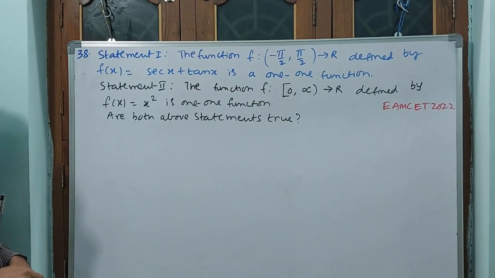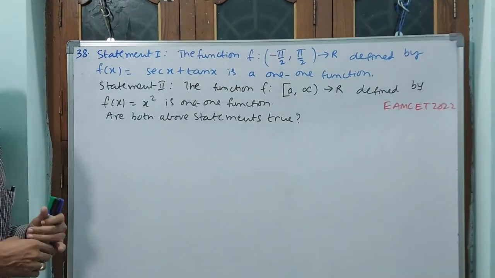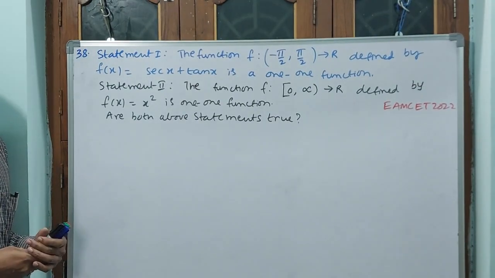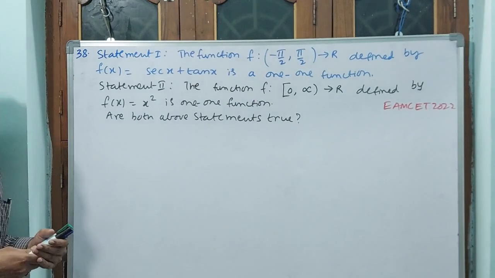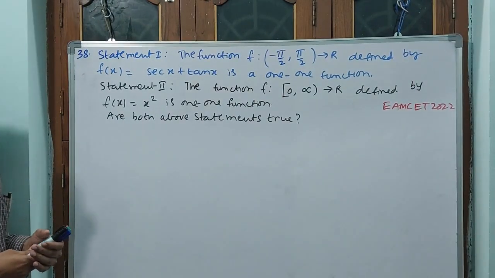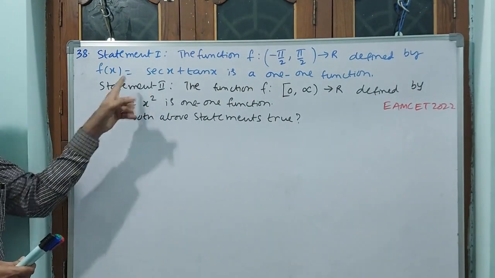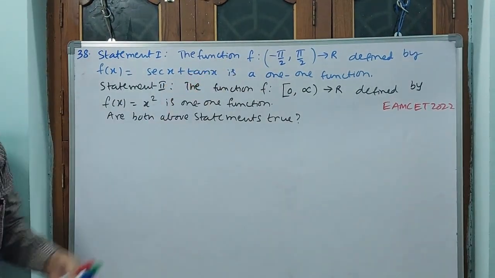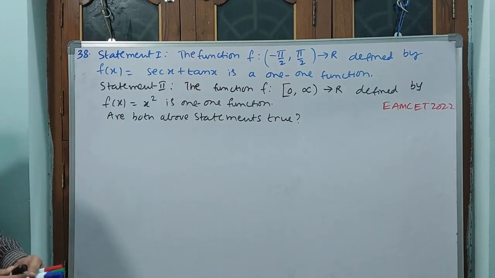Why? Because secant x normally 0 to pi, normally it will come. Because see, minus pi by 2 to pi by 2, if you take secant x function in both quadrants, it is going to become positive only. That we know very well. And first we will see statement 1. Statement 1, if it is true we will write true, afterwards second statement also we will write true.